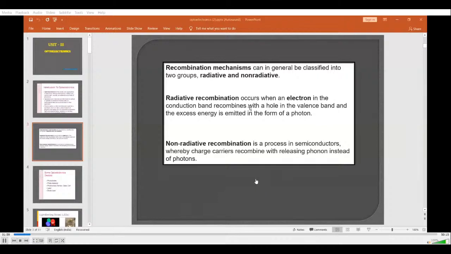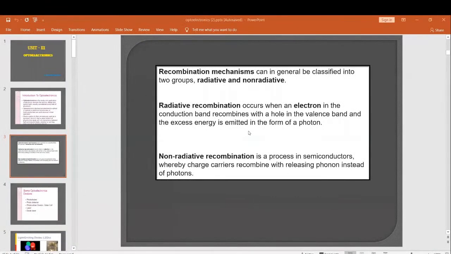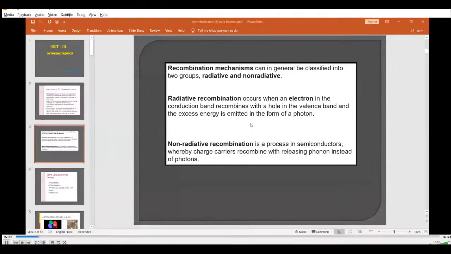Then what is radiative recombination? Whenever an electron in the conduction band recombines with a hole in the valence band and the excess energy is emitted in terms of a photon, light, that is called radiative recombination. Instead of that, if energy in terms of heat is released, then we call it non-radiative recombination. The devices we are going to discuss in this unit work on the principle of radiative and non-radiative recombinations.